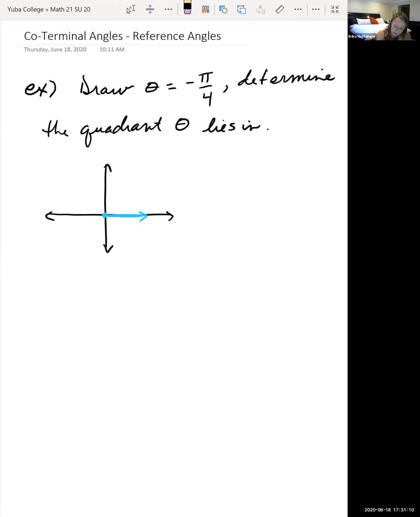Negative pi fourths is equivalent, in degrees, to negative 45 degrees. If you don't remember how to do that, you multiply by 180 over pi, and that reduces to negative 45 degrees. So negative 45 degrees is halfway between the positive x-axis and the negative y-axis.